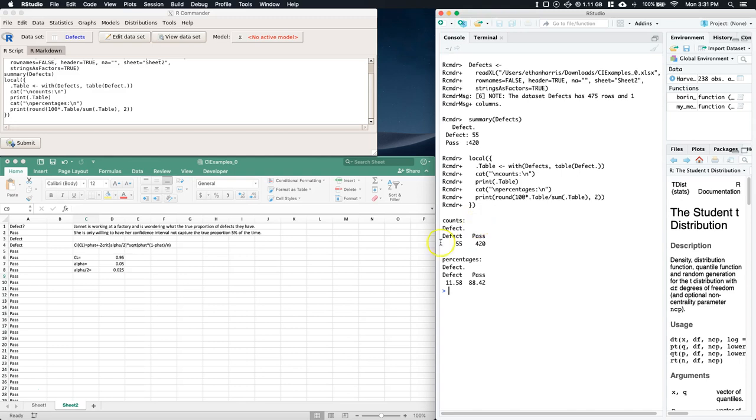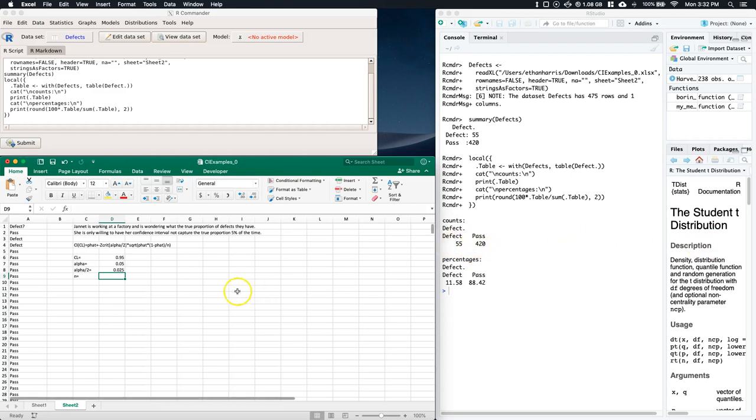So let's get our sample size first. N equals, so for us it's going to be 55 plus 420 to get our sample size. And hit enter, so we've got 475.